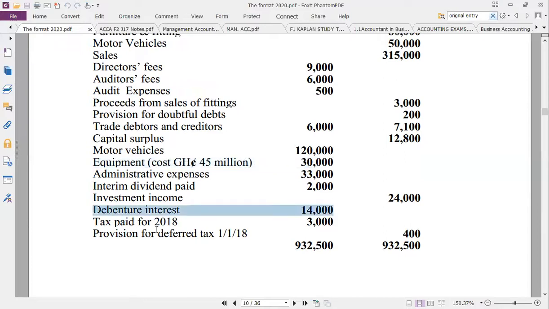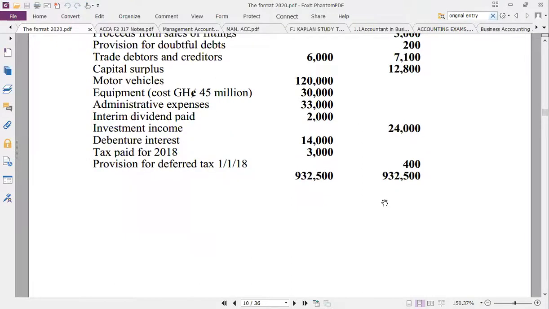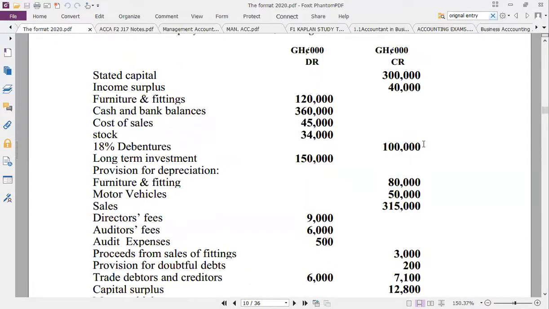Debenture interest, we've talked about it. Tax paid for 2018. In fact, for now, tax, I'll do all that section for you. So for tax, I'll do it till we start. Provision for deferred tax, the same. It's a non-current liability. So we just add it to non-current liability. We are done. In fact, if we use our voice to solve the question. So now let's get back with illustration.